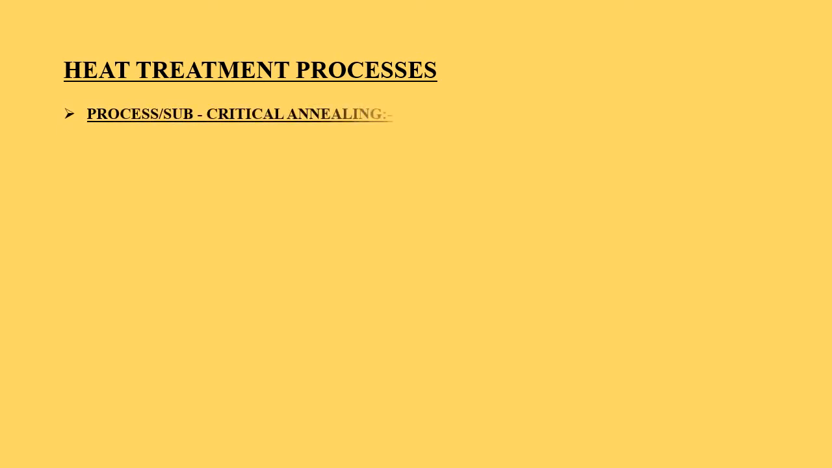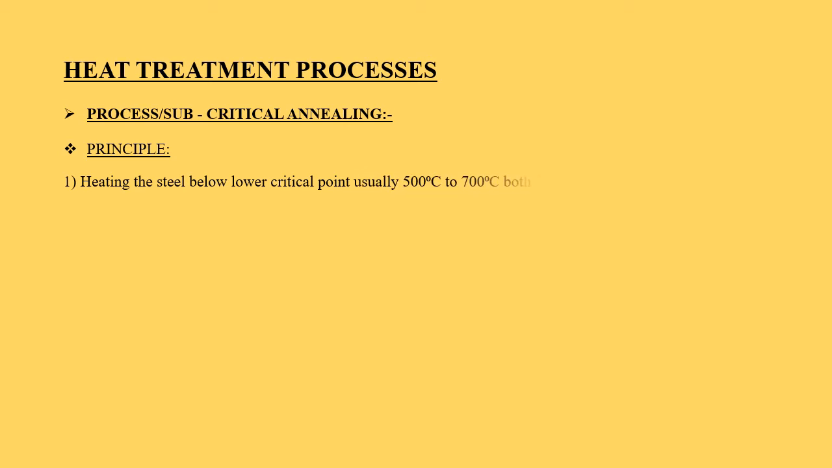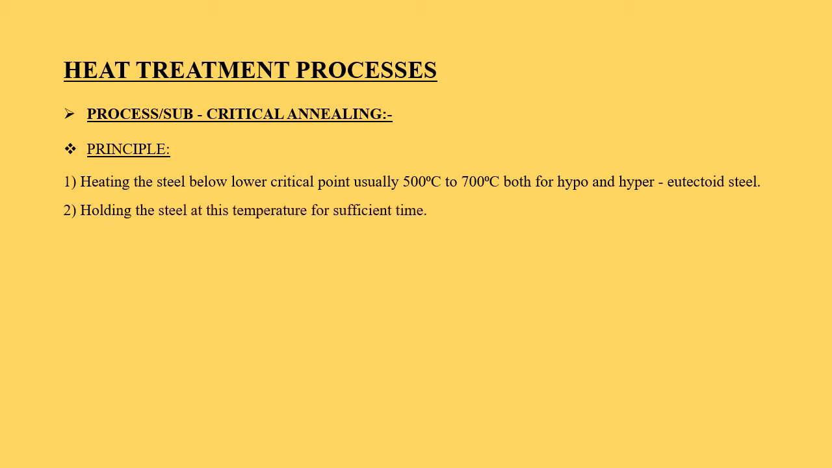Process or subcritical annealing. The process involves heating the steel below the lower critical point, usually 500 degrees centigrade to 700 degrees centigrade, both for hypo and hypereutectoid steel. Holding the steel at this temperature for a sufficient period of time. Finally cooling the heated steel slowly in still air.